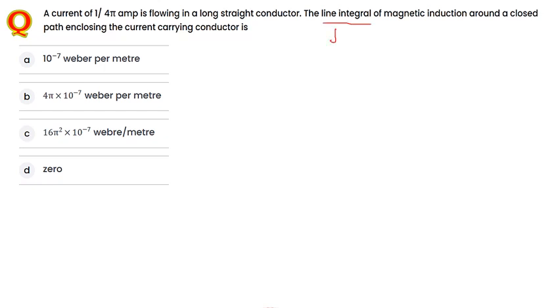Line integral means B dot dl. Surface integral means B dot dS. This one is area, that is in meter square. This is length, that is in meter. Now, the line integral of magnetic induction around the closed path enclosing a current carrying conductor, B dot dl, is equal to mu naught into I according to Ampere's law. Here mu naught is 4 pi into 10 power minus 7, and the current value given here is 1 divided by 4 pi.